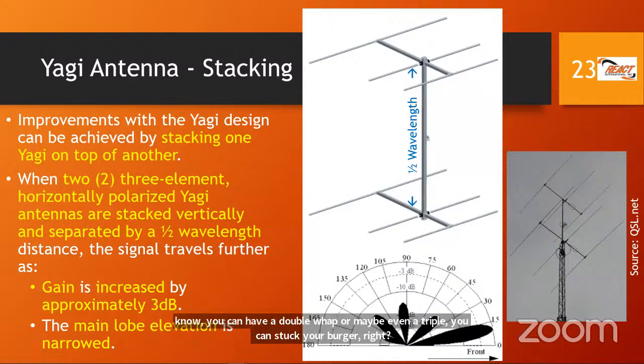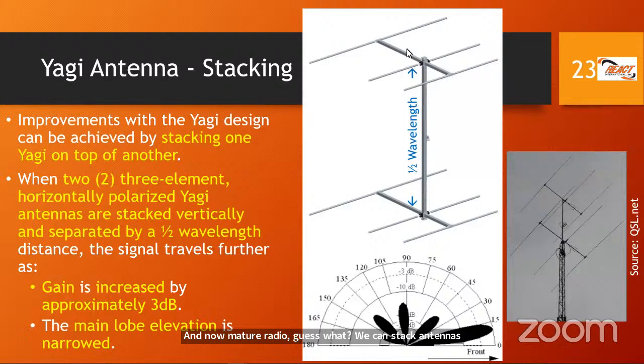So we have some Yagis here. Notice we have stacked them, right? We have put one antenna on top of the other on the mast, and we are separating them by half wavelength. Half wavelength of what? Half wavelength of the operating frequency that the antenna is cut for, or the antenna is designed for, right? So we stack the antennas, one on top of the other, right?